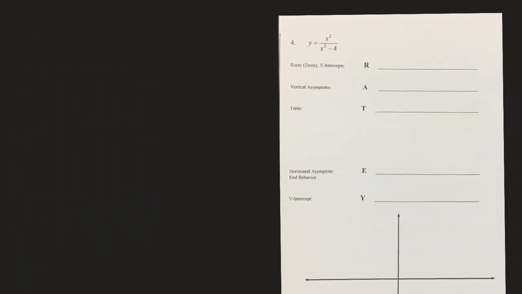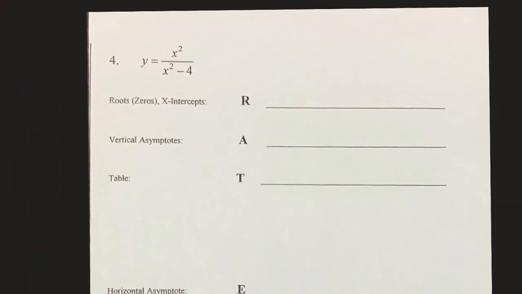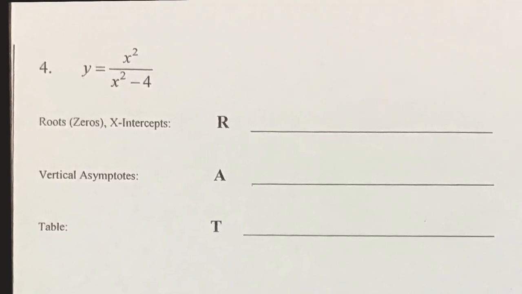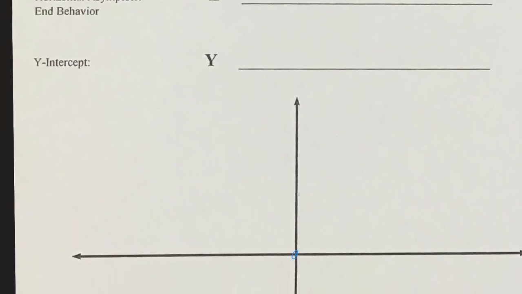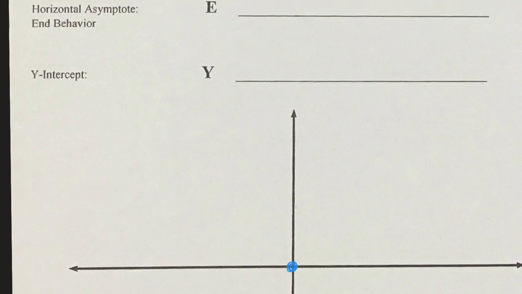Okay, so let's move on and let's try. Here's number 4. X squared over x squared minus 4. Okay, roots come from your numerator only. So some value squared equals 0. What number squared equals 0? That would, of course, be 0. Okay, so first we have your x-intercepts. We have an intercept at 0, so we come down to our graph, and we put a dot at the origin where x equals 0.